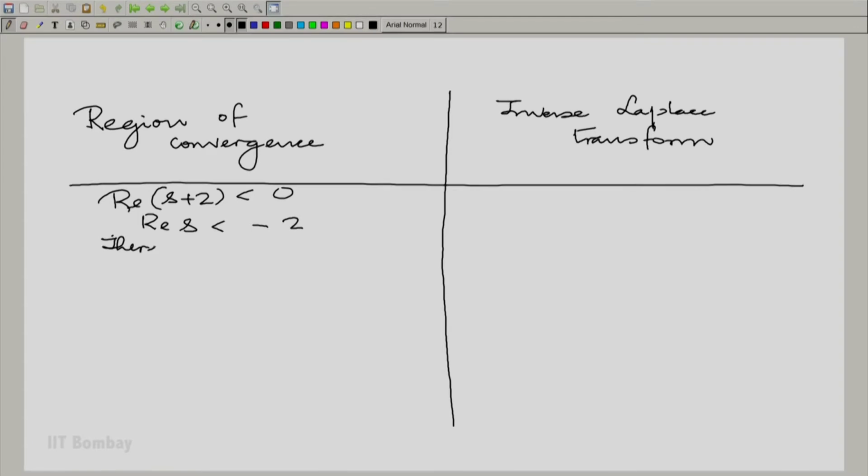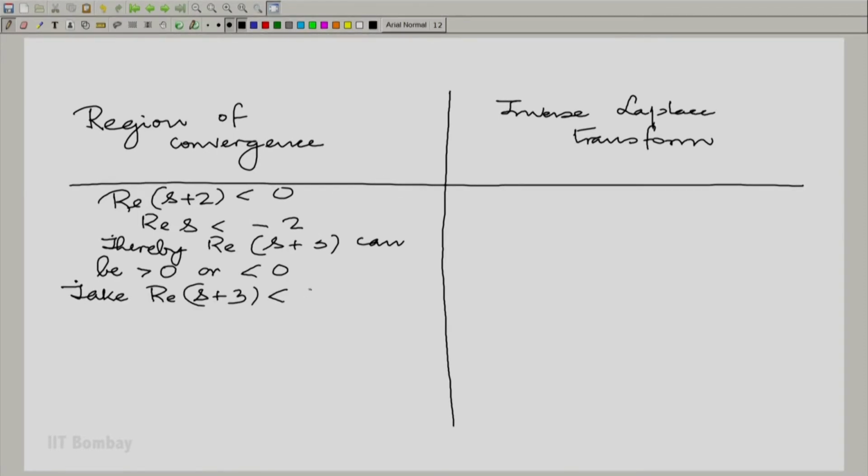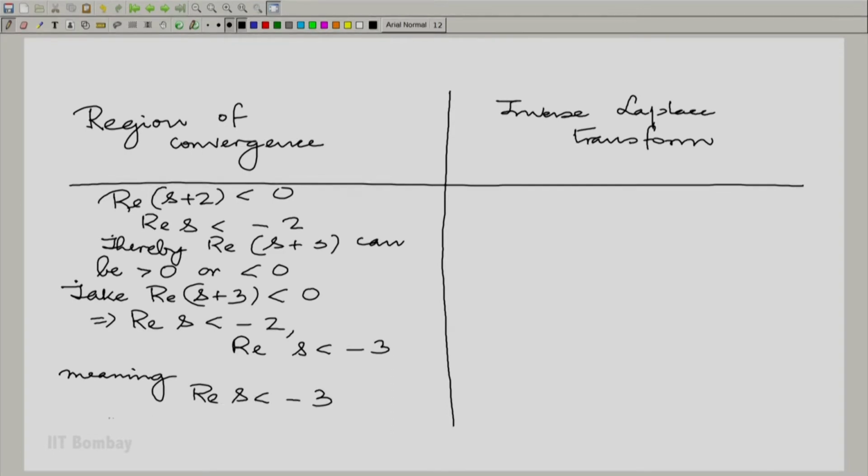And of course, when real part of S is less than minus 2, we have to worry about what is happening to minus 3. We could take real part of S plus 3 also to be less than 0, in which case we have real part of S less than minus 2, real part of S less than minus 3. Essentially, this means real part of S is less than minus 3. That is the first region.